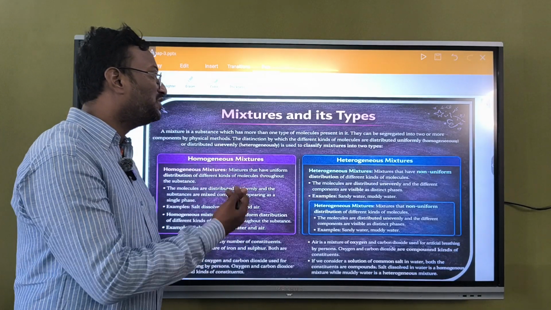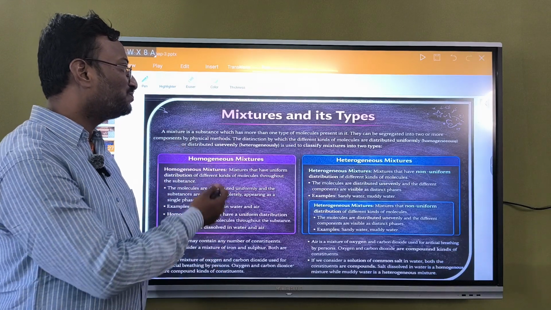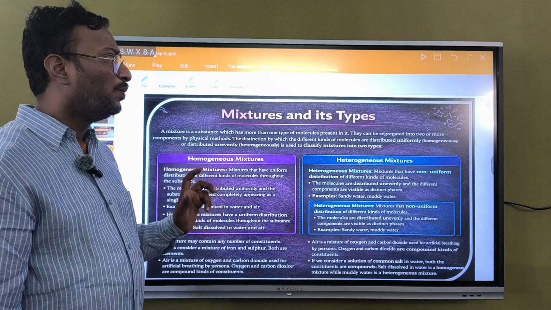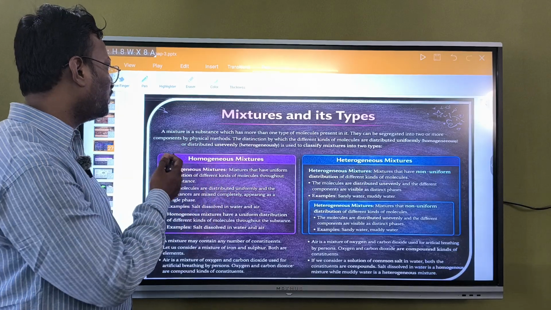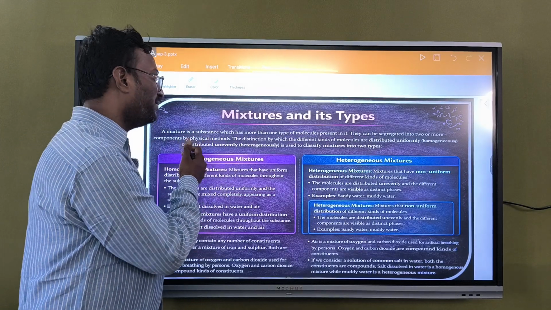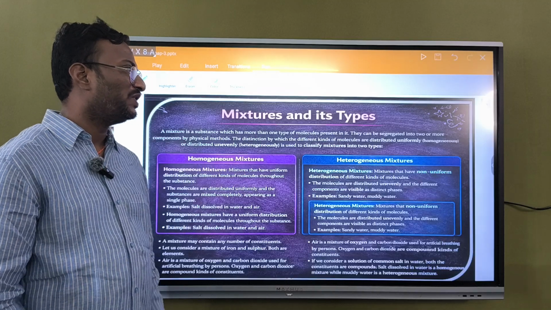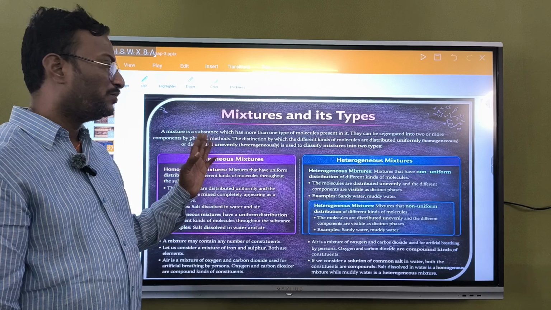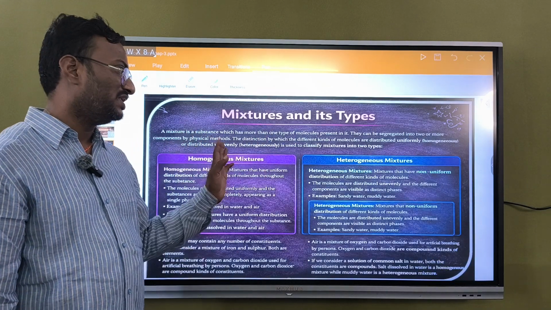Next thing is mixture and its types. A mixture is a substance which has more than one type of molecules present. A mixture should have more than one type of molecules. They can be separated into 2 or more components by physical methods. Where the different kinds of molecules are distributed uniformly, that is a homogeneous mixture; where they are distributed unevenly, it is called a non-homogeneous or heterogeneous mixture.